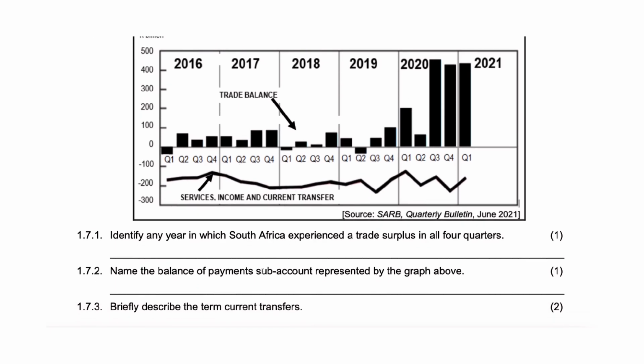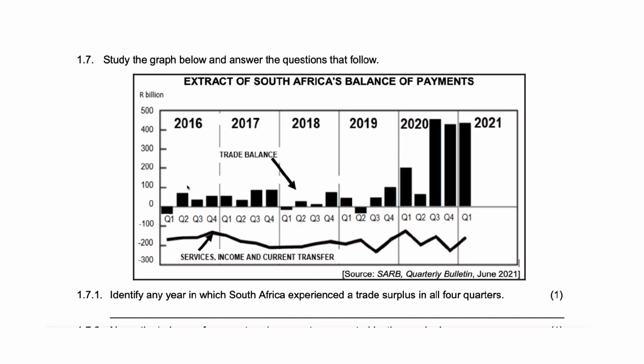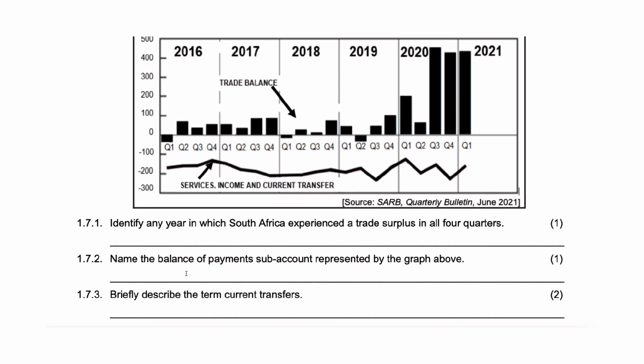Number 2, name the balance of payment sub-account represented by the graph. Well, everything we see here is current account. Trade balance, it would say memo item, current account, service receipts, service payments, current account, income receipts, income payments, current account, current transfers, current account. So nothing here says financial account, nothing says capital transfer account. So basically this is the current account. Then briefly describe the term current transfers.